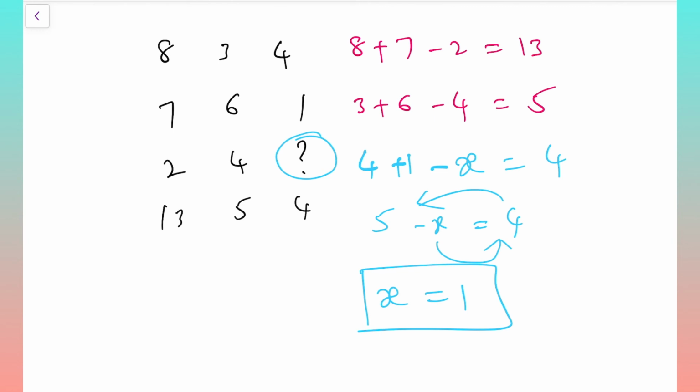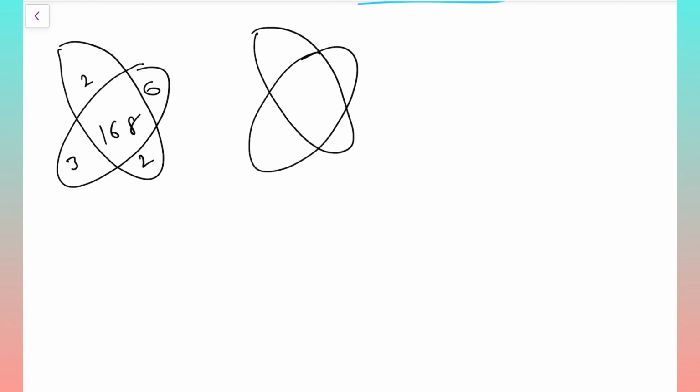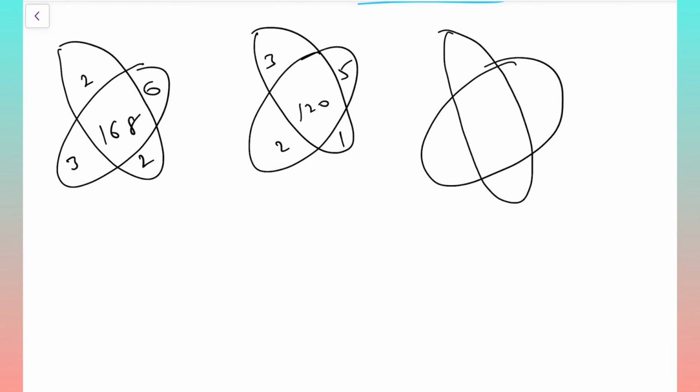Okay, the next question. It's 2, 6, 2, 3 with 168 in the middle. The second figure is the same: here it is 3, 5, 1, 2, and the middle number is 120. Okay, I am getting some logic, because if we observe the middle numbers, easily we will get the logic now. 2, 3, here 5, here 4, something is missing.